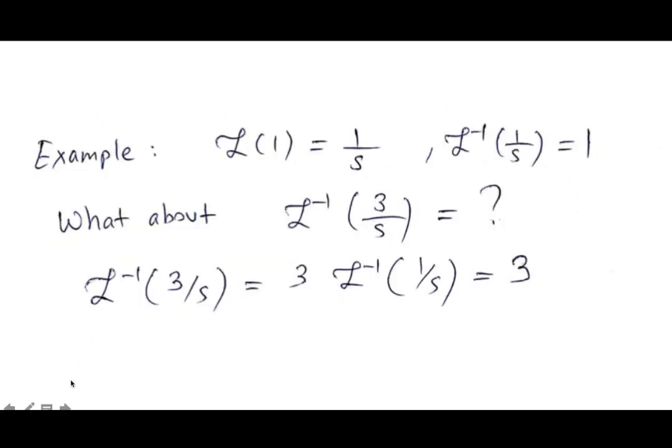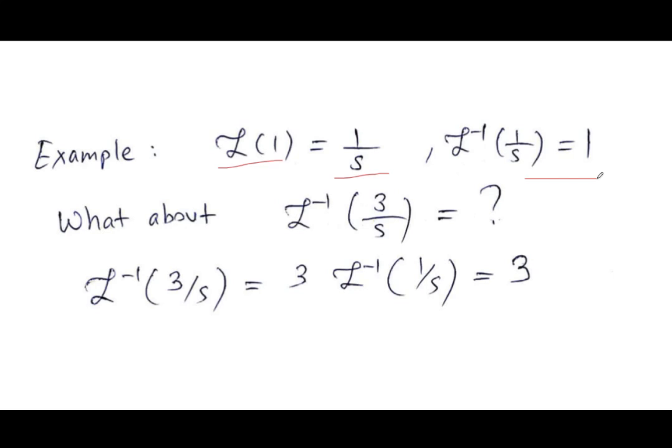Let's look at some examples and that will help us to understand more clearly. Previously we have already calculated the Laplace transform of various functions such as a constant, and we have obtained the Laplace transform of 1 is given as 1 over s. Therefore, if we do the inverse operation here, we can say the inverse Laplace transform of 1 over s equals 1.